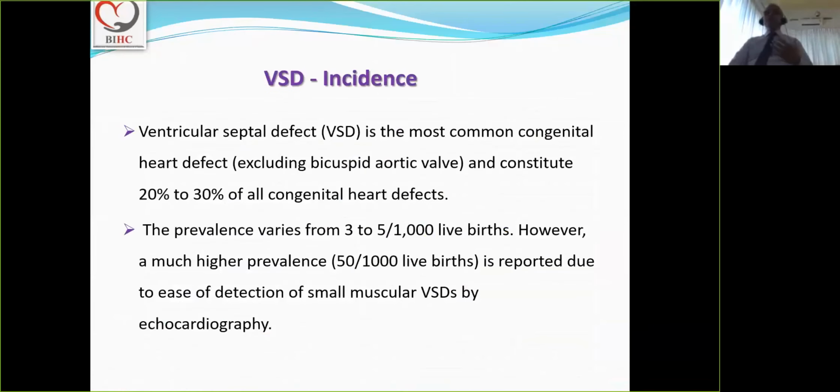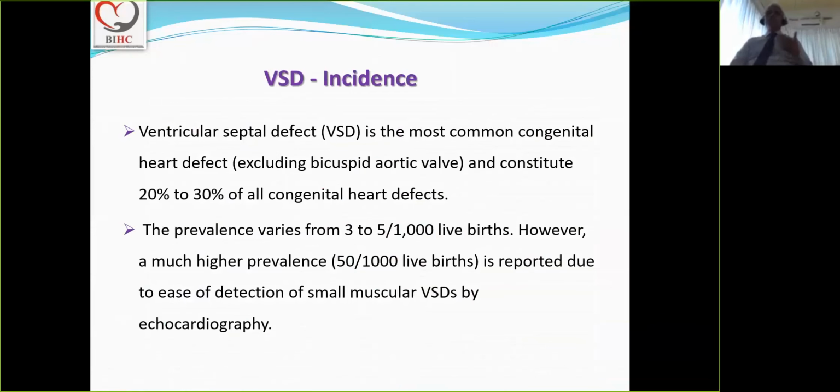Looking at some epidemiology, it is the commonest congenital heart disease if you don't consider bicuspid aortic valve and constitutes 20 to 30% of all congenital heart defects. And the prevalence varies from 3 to 5 per thousand live births. Remember, our standard figure for the incidence of congenital heart disease is 8 per thousand live births. So if 20 to 30% is VSD, you are looking at a number of 3 to 5 per thousand live births.